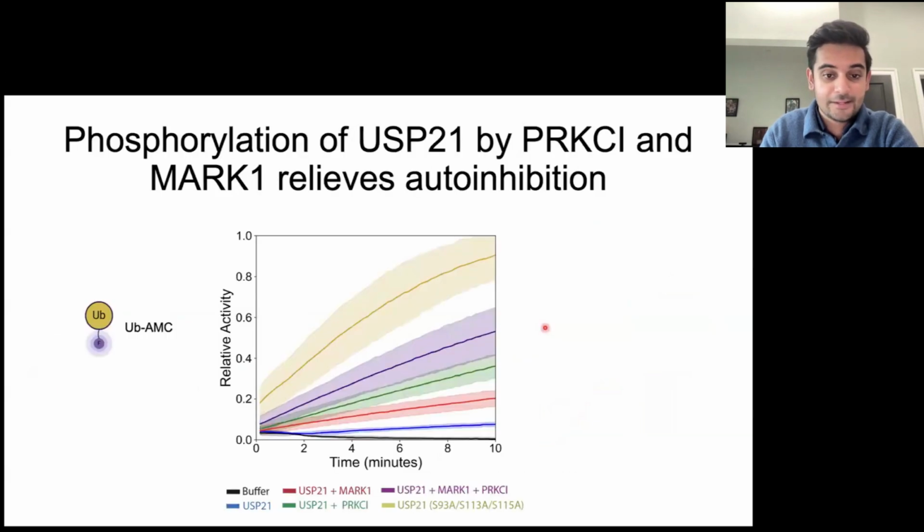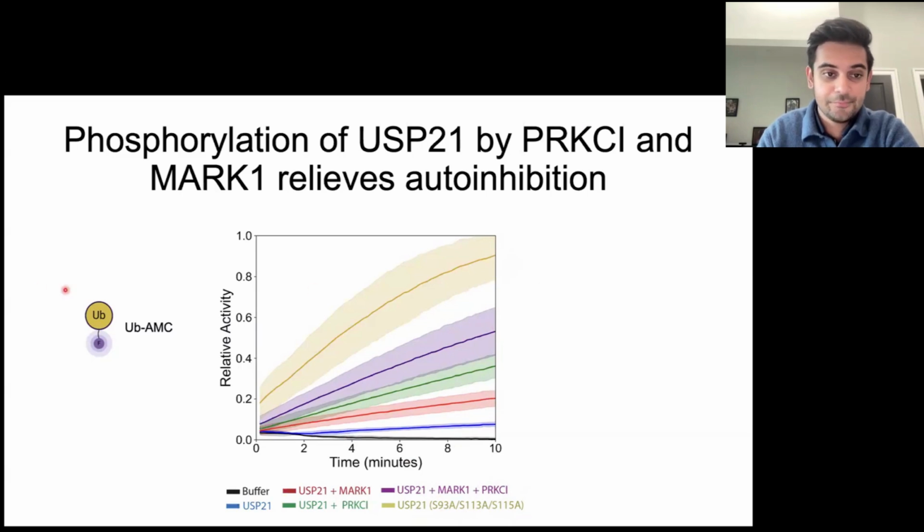If I do activity assays of recombinant USP21 and treat it with either the MARK1 or PRKCI kinases, you can see that I can increase the activity of USP21. The highest is if you treat USP21 with both kinases, MARK1 and PRKCI. But the highest activity that I was able to see is if I create a triple alanine mutant at serine 93, 113, and 115, where I'm able to nullify the hydrogen bonding between the IDR and the catalytic domain. And this gives it the most robust activation of the enzyme.